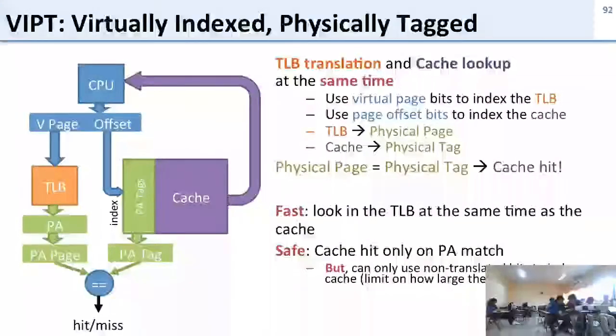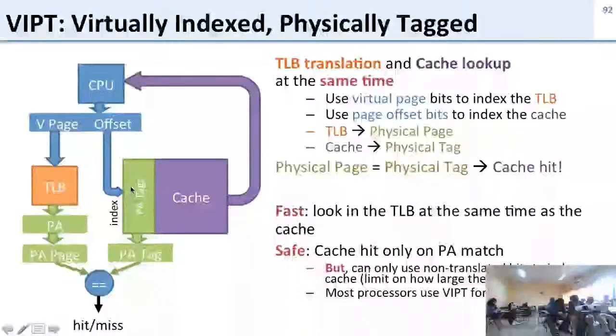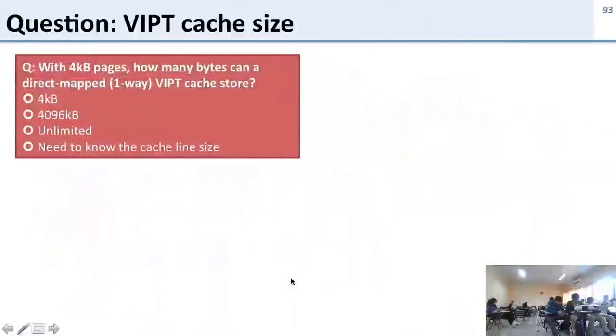Now, there's a caveat here. If you look at what's happening here, I can only use bits that aren't part of my virtual page in order to look into the cache here. So I can't make my cache infinitely big because I can only have a certain number of bits to index into it here. However, despite that, most processors use this today. So this is the most common sort of level 1 cache used in processors today. So let's take a look at this limit a little bit more. If I have 4 kilobyte pages, how many bytes can a direct mapped, that is one-way, VIPT cache store?